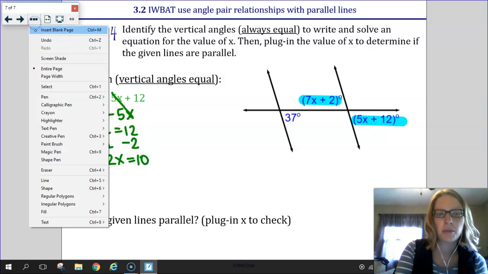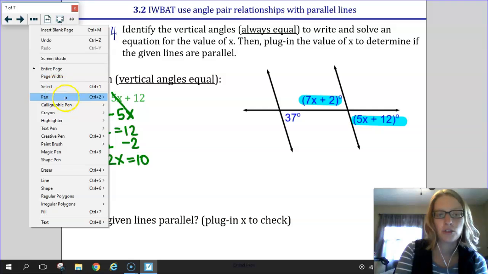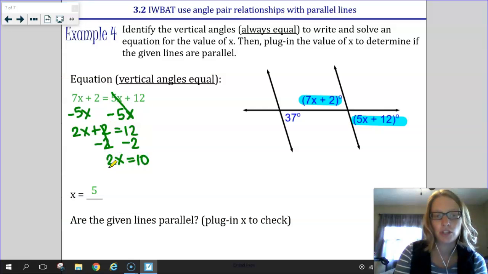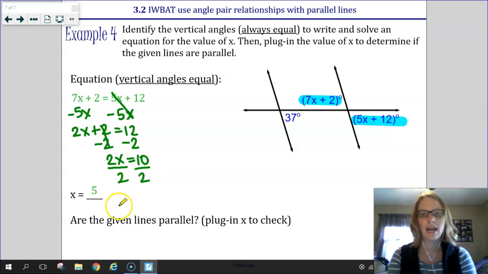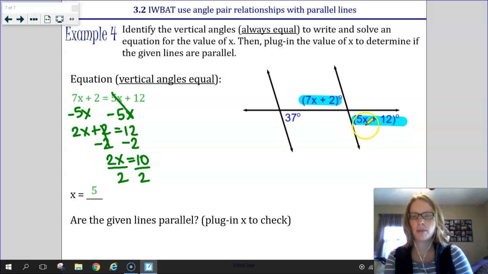Therefore, for the first step of this problem, I'm going to see that x, when I divide both sides by 2, x is equal to 5. Let's go back and show that division just to make sure that we show all of our steps. Divide by 2, and we get x is 5. Now it says plug that value in to determine if the lines are parallel. So let's go ahead and plug in that particular value. Now I could choose to plug it into either one of these and I should get the same answer. I'm going to do both just to show that I really do get the same answer.